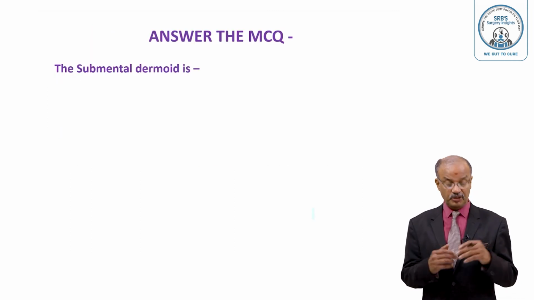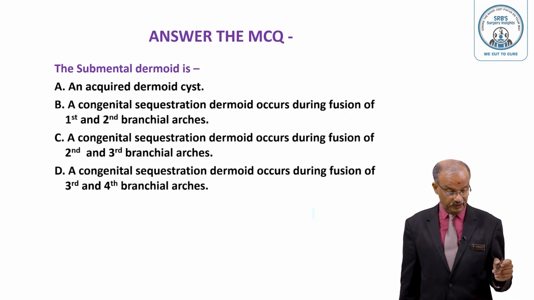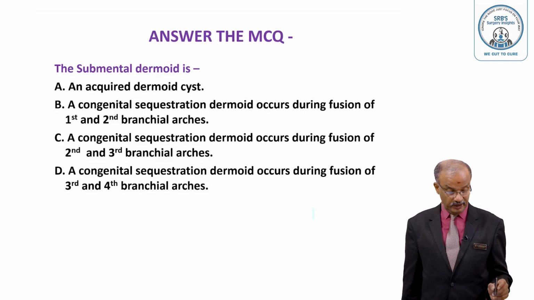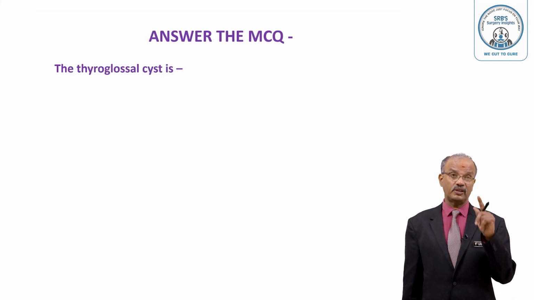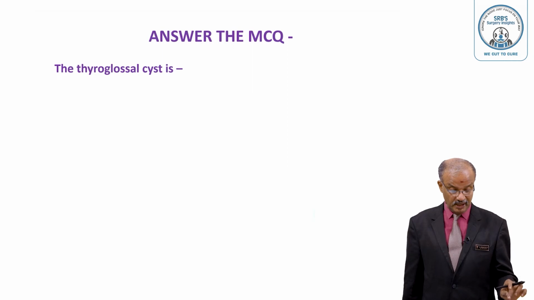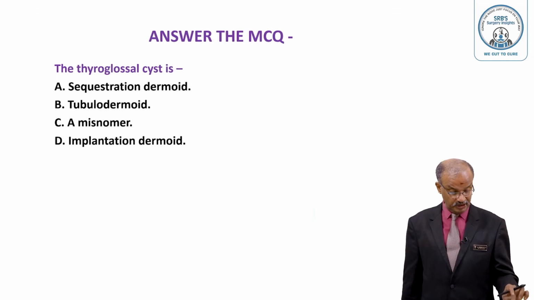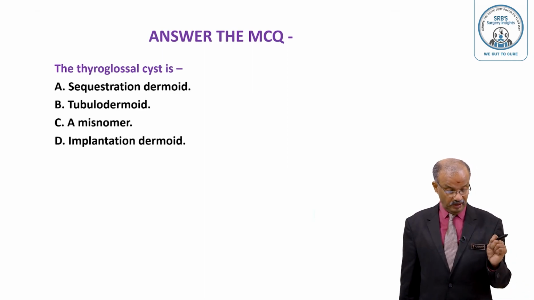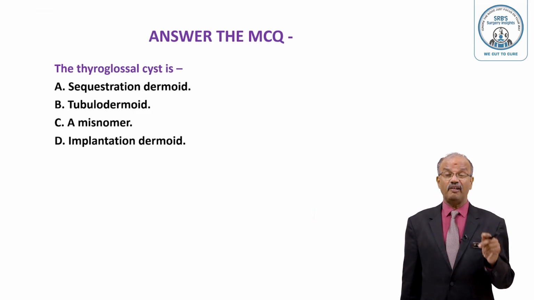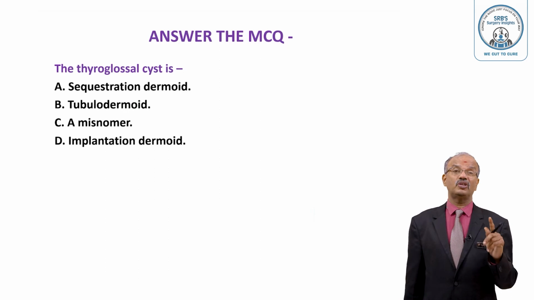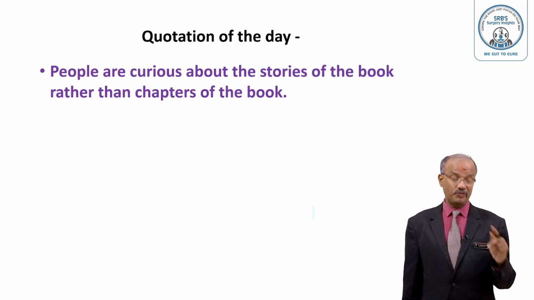And answer the MCQ, students. Submental dermoid is A, B, C, D. Find out the right answer, put it in the comment box, acknowledge your answer, and I'll put the right answer later. Answer another MCQ: Thyroglossal cyst is what type of dermoid, what type is it? Find out the right answer. I'll put the right answer in the comment box and I appreciate your answers also.